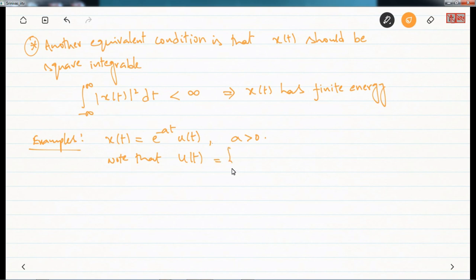Note that u of t is equal to 1 for t greater than or equal to 0 and is 0 for t less than 0. So that's why this x of t is e power minus at u of t, right? So this x of t. This is t.